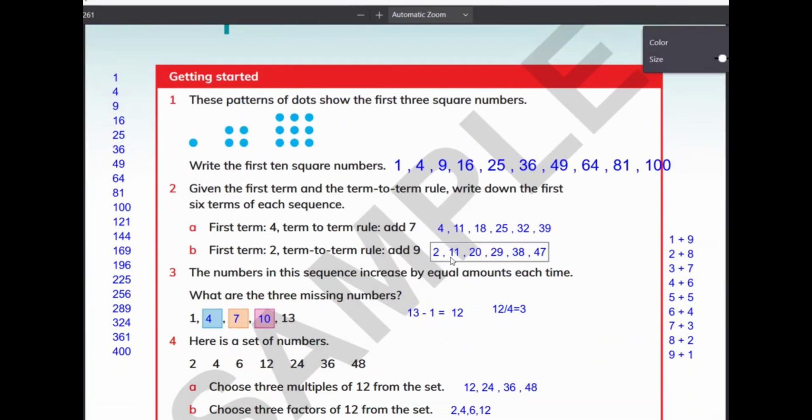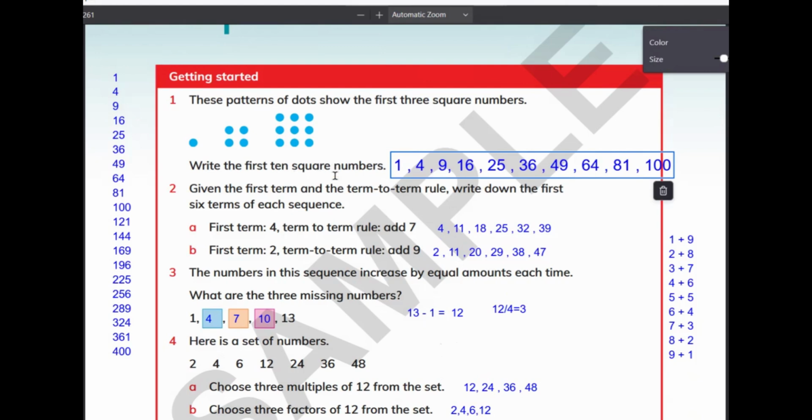So question number 1, they say these patterns of dots show the first 3 square numbers. And we know what a square number is. A square number is the result of a number times itself. A number multiplied by itself will give you a square number. The question asks us to write the first square numbers.